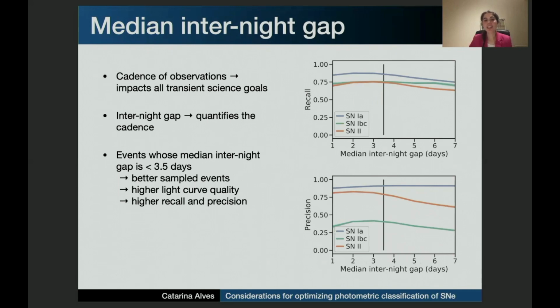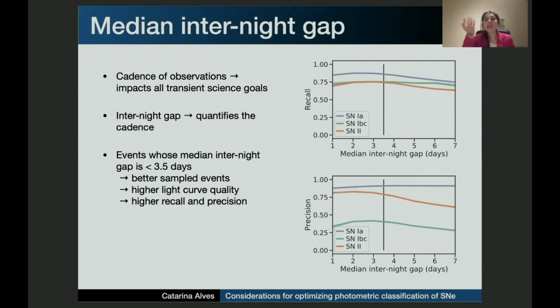Another crucial factor of observing strategy is the cadence of observations, which impacts all transient science goals. And in this work, we use the internight gap to quantify the cadence. And we find that events whose median internight gap is smaller than 3.5 days, so to the left of the black vertical line, are better sampled, have a higher light curve quality, and a higher recall and precision.